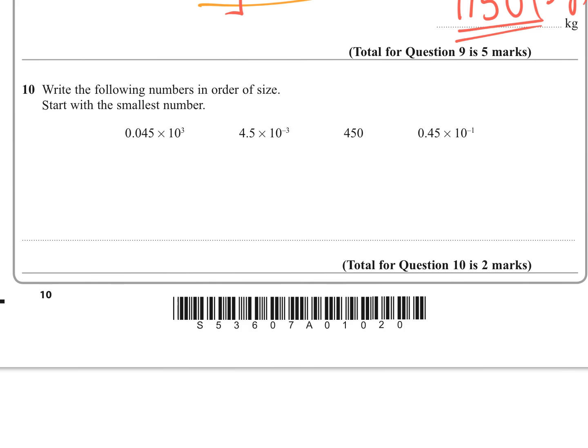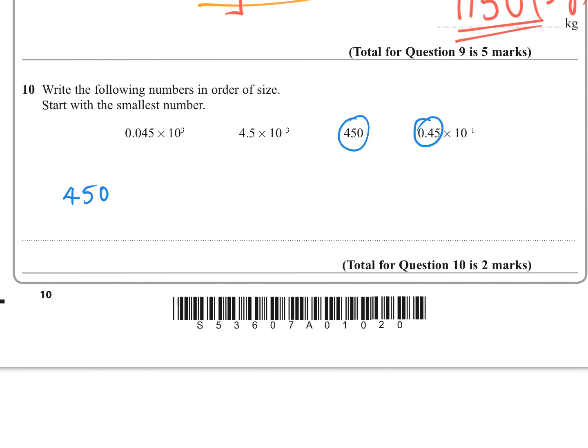Question 10. Write the following numbers in order of size. Start with the smallest number. Right, so why don't we just get them as decimals, I think. So we'll have, this one's easy to write, that's 450.